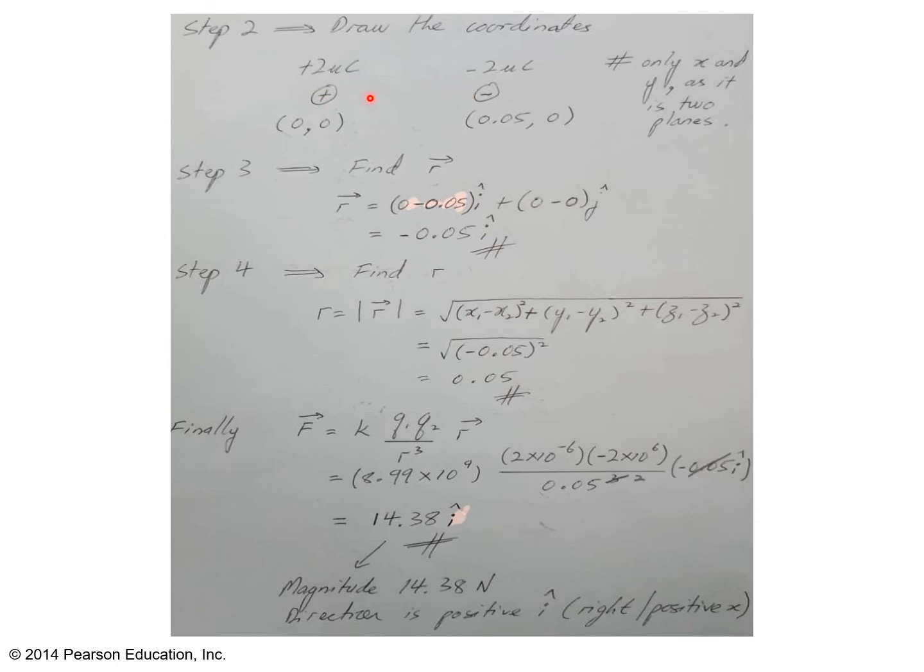Now if you look at this diagram here, positive 2 microcoulomb is being attracted to negative 2 microcoulomb. Attracted means pulled in this direction. Pulled in this direction means going to the right. Going to the right means toward positive x. And that is the meaning of positive i cap.